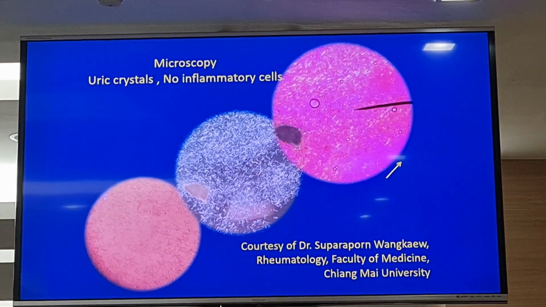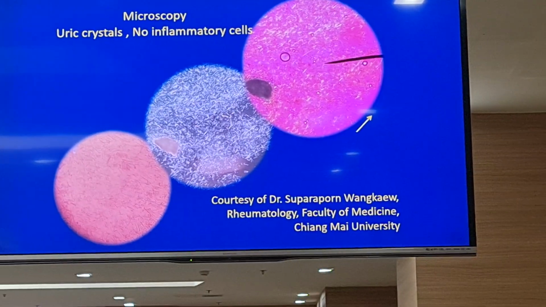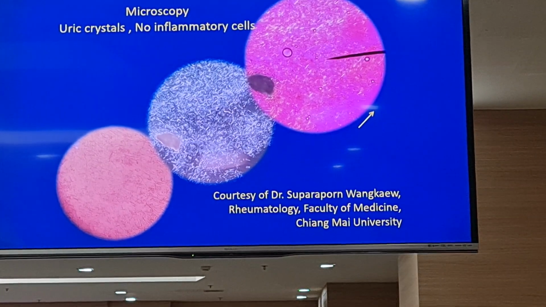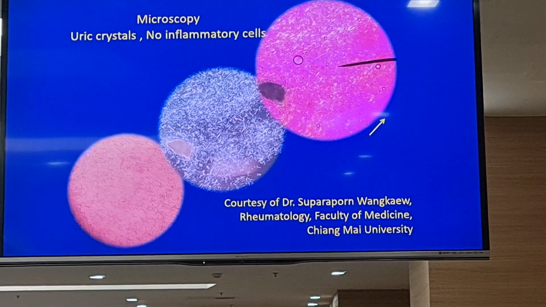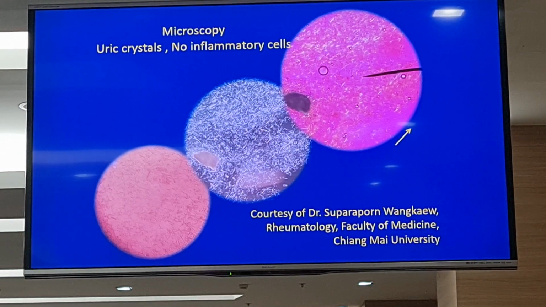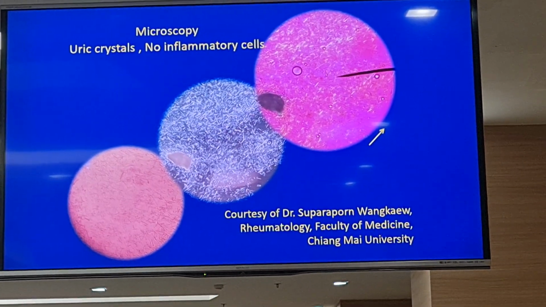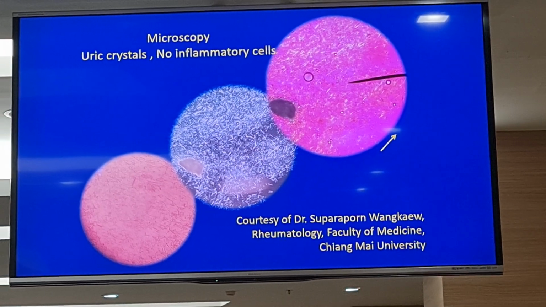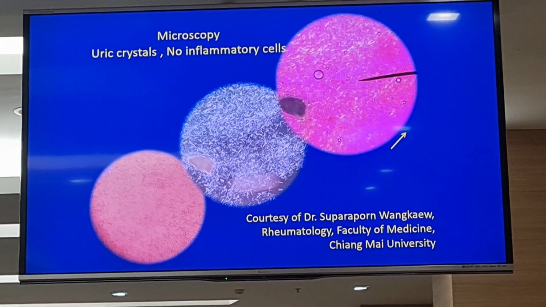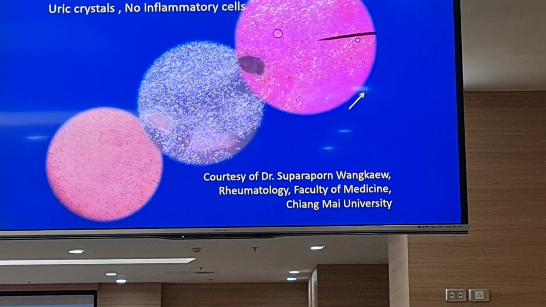We put this on microscopy. So this one is polarized light microscopy. That's anything along this axis. If it's yellow, it will represent uric crystal. So this is an inflammatory process related to uric crystal. So inflammation from other things, not just infection, uric crystal can also present this way as well.